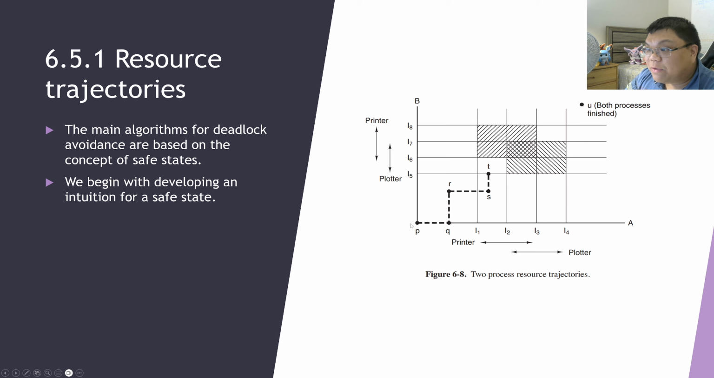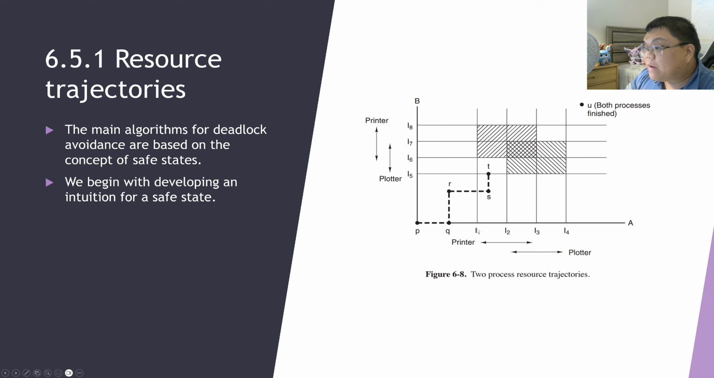But the rule is we can only move horizontally and vertically. We also cannot move backwards because that is making negative progress. We're traveling back in time, basically. So this is developing an intuition for what is called a safe state. Look at the regions for which process A is using a printer. And then look at the region for which process B is using a printer.